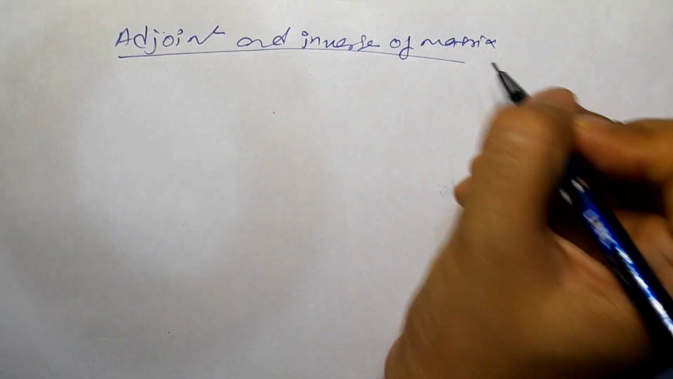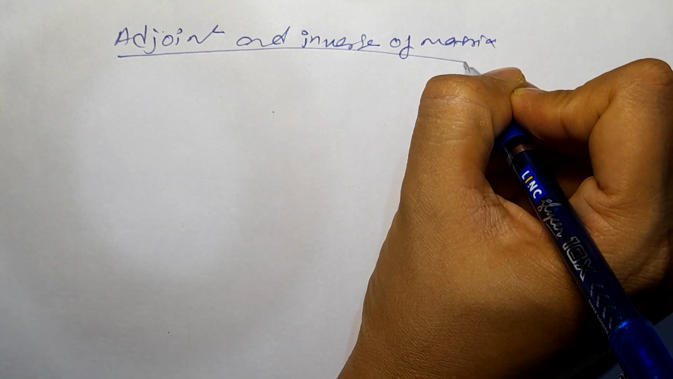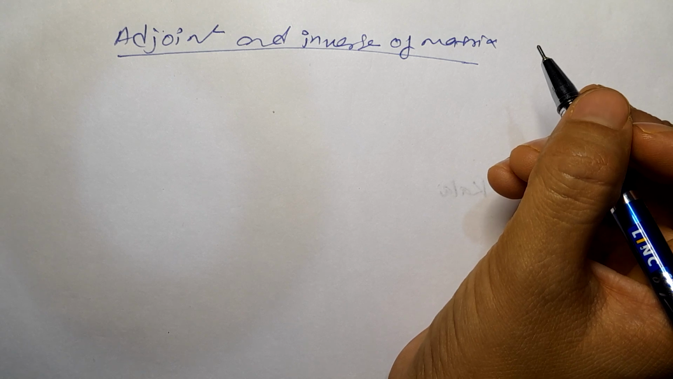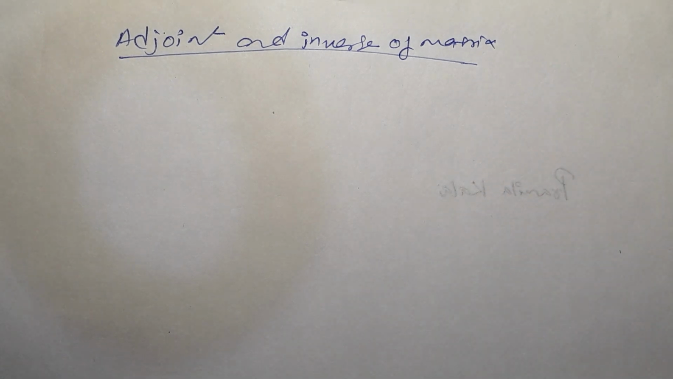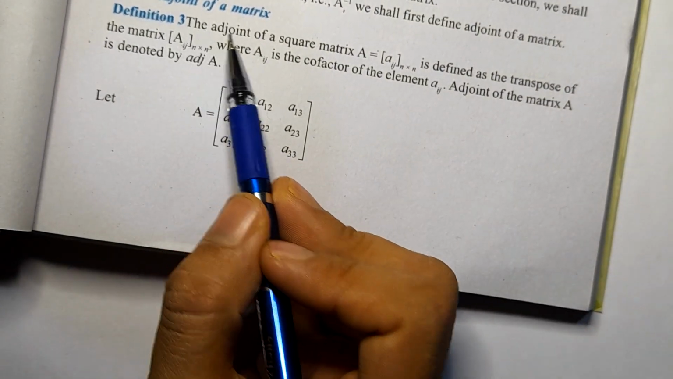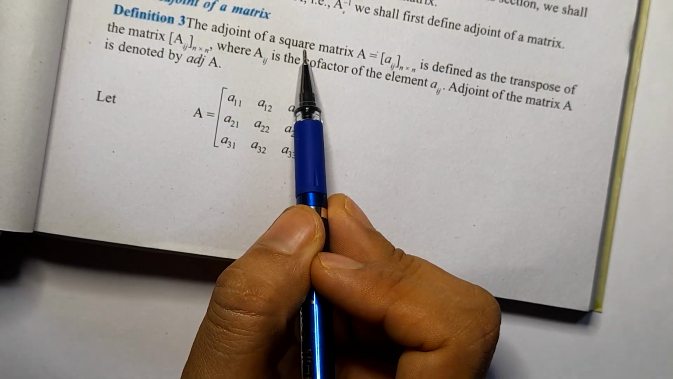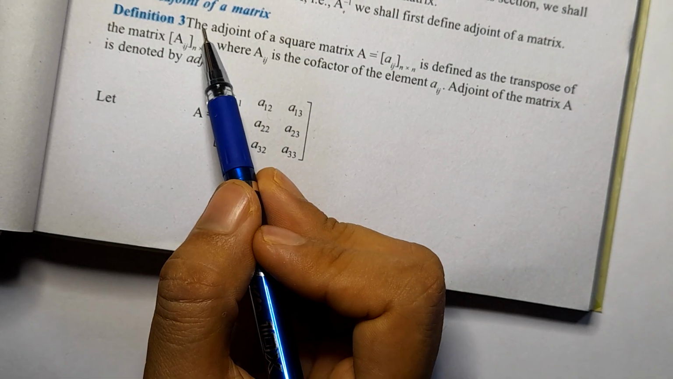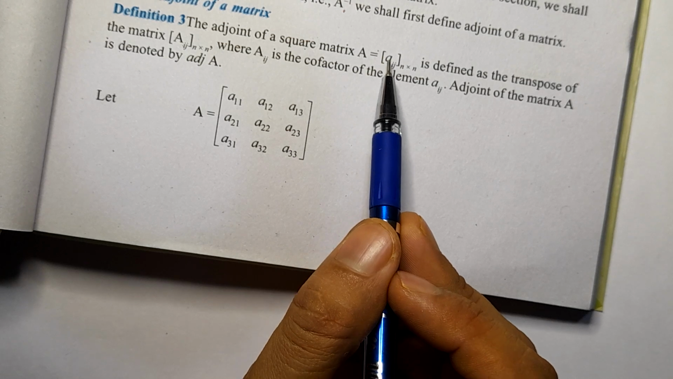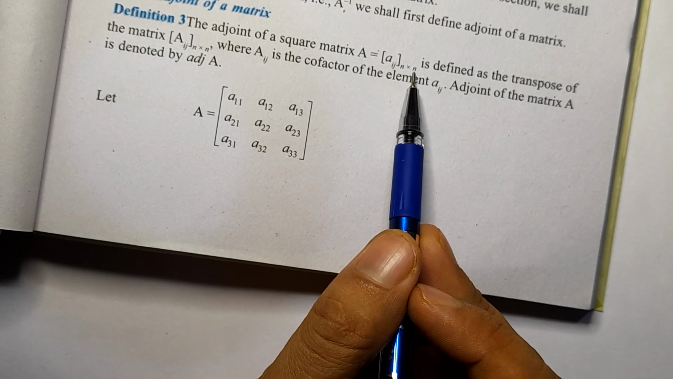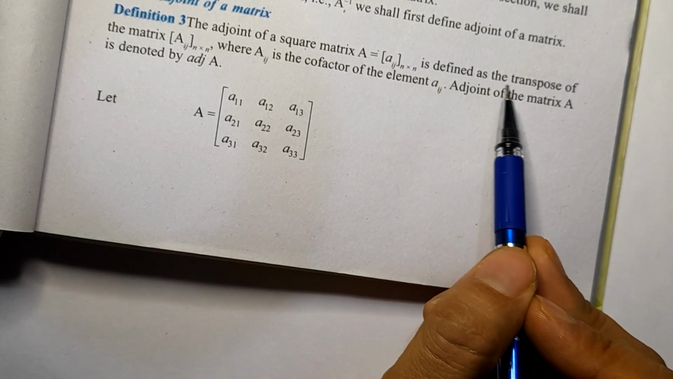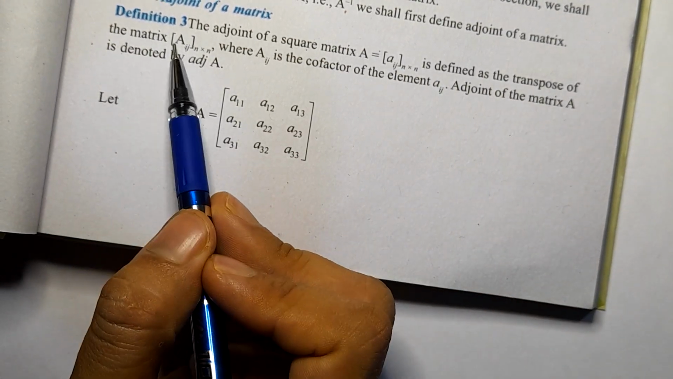So here we are going to learn about the adjoint and the inverse of a matrix, that is a square matrix of 2 cross 2 and 3 cross 3 matrix. The definition of adjoint of a matrix: adjoint is always for the square matrix. So the adjoint of a square matrix A equal to Aij, n cross n, because it is a square matrix, is defined as the transpose of the matrix Aij.